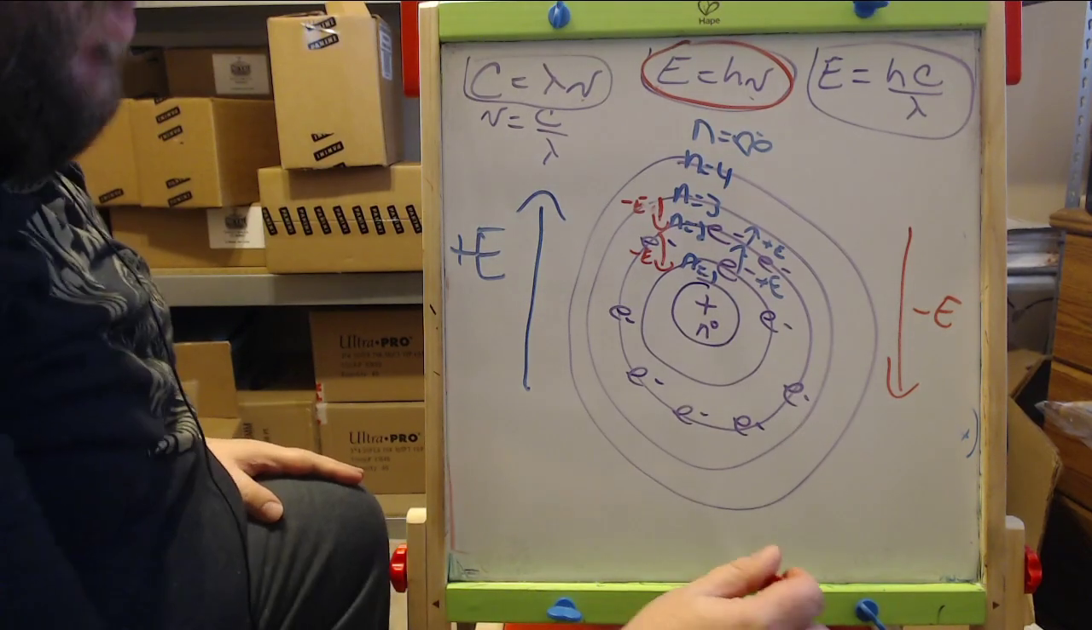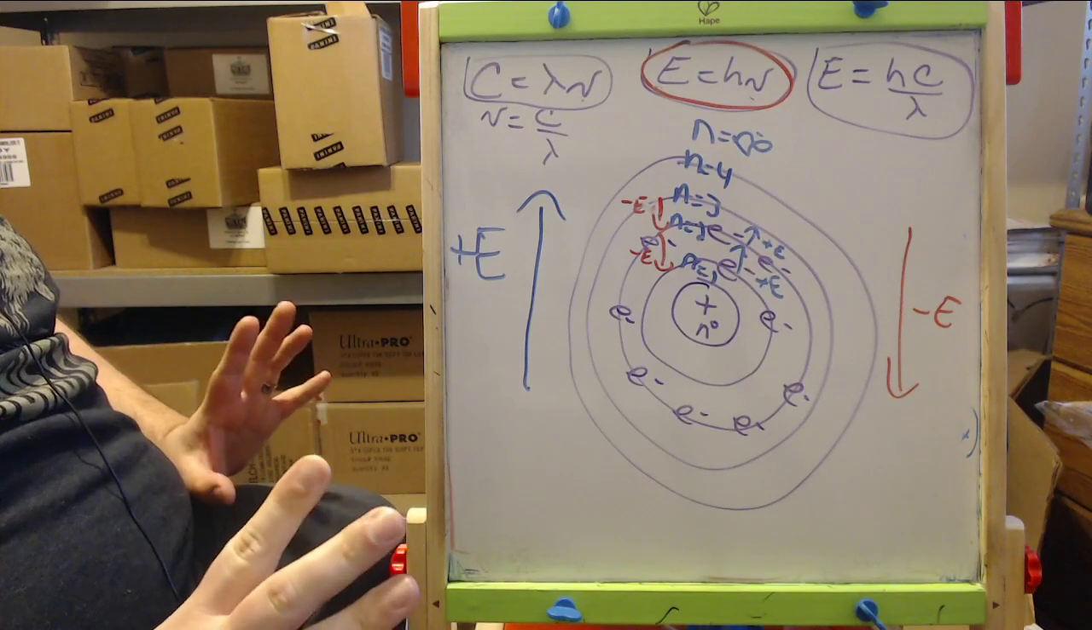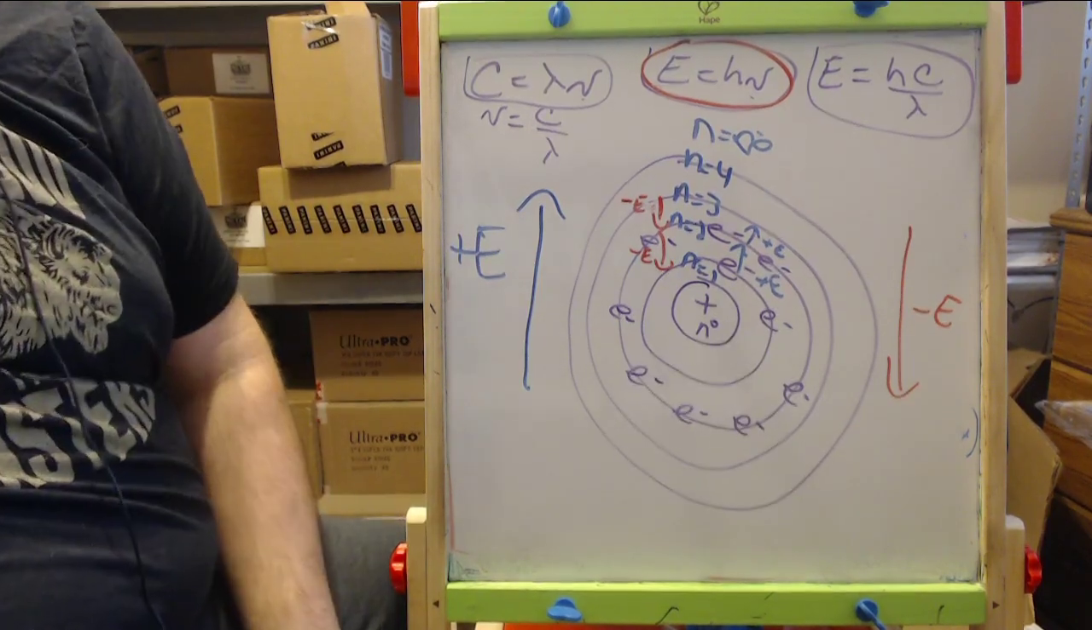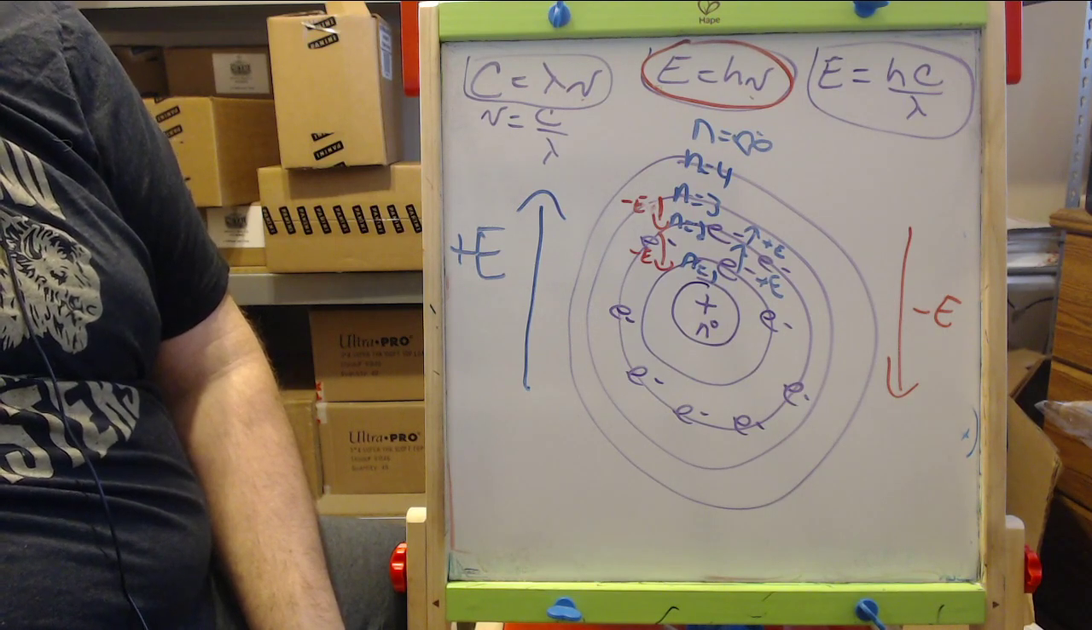All right. So, this is Bohr's idea of what the atom looks like. Okay. And he based it on hydrogen.